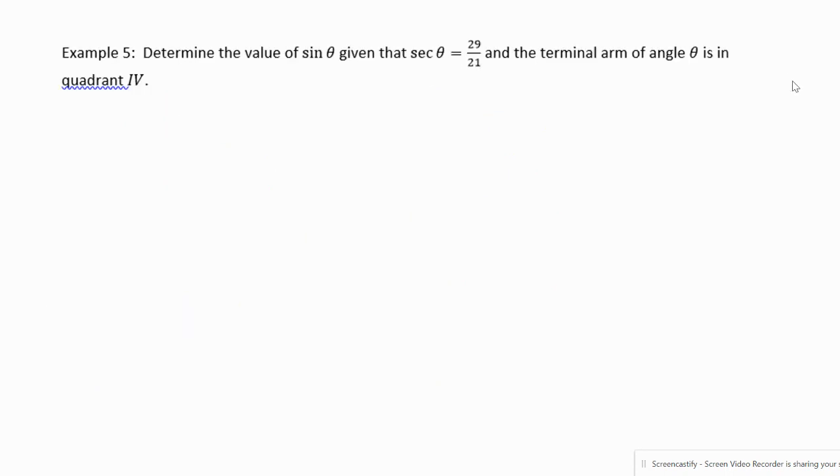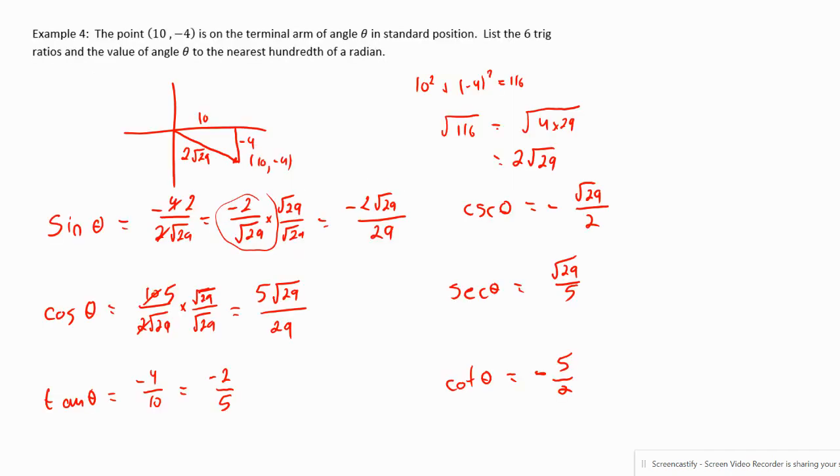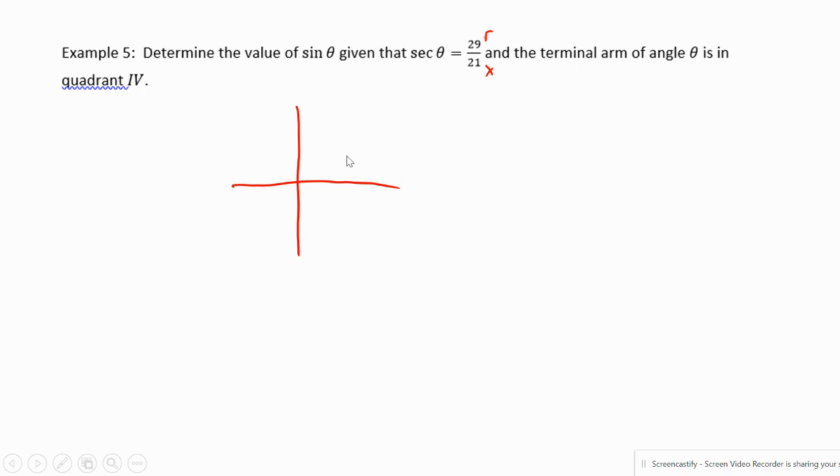Okay, example 5. Determine the value of sine theta given that secant is 29 over 21. So remember secant is r over x. This is what this one worked over here. We're also told that the angle theta is in quadrant 4. So I'm just going to draw a triangle in quadrant 4 like this. It's not going to be to scale by any means. Where our r value is 29, and that means our x value is 21.